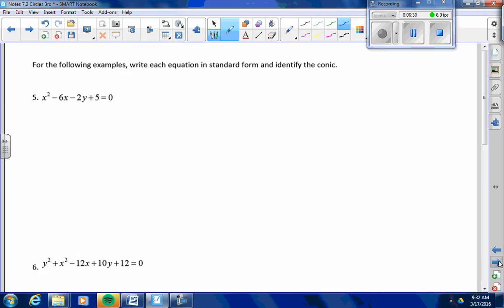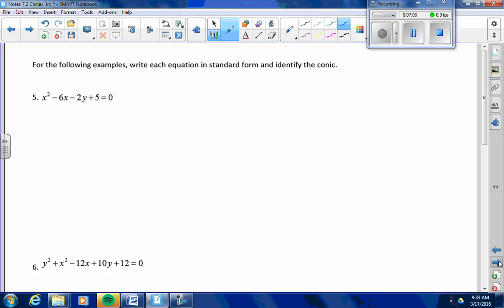Then let's flip it over. For the following examples, write each equation in standard form and then identify the conic section. So on the back, it may not be a circle. Okay, all the conics we've looked at so far, parabolas, ellipses, and circles. So on these on the back, it could be any one of those. So on the first one, number 5, we have x squared minus 6x minus 2y plus 5 equals 0.